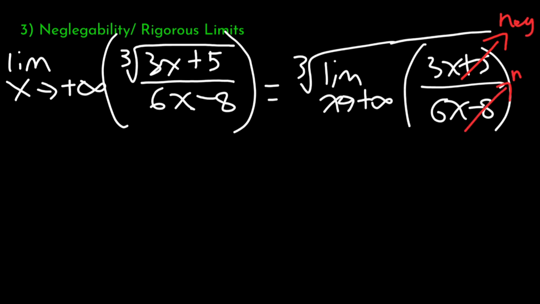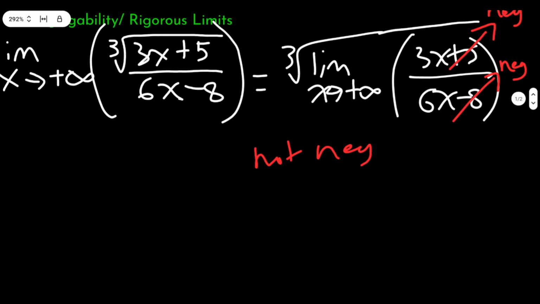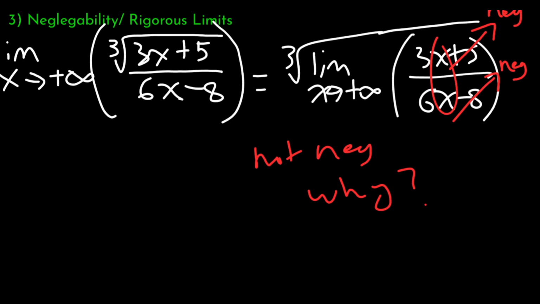-8, negligible. Are these x's negligible? No, because those are variables. And we're plugging in infinity, so the x is actually the most important factor. However, these coefficients, 3 and 6, are not negligible. Why? This is because since both these values are basically the same, what we're trying to find is the ratio of infinity to infinity. So we have to find this ratio, which is 3 over 6, and that's going to give us 1/2 like normal.